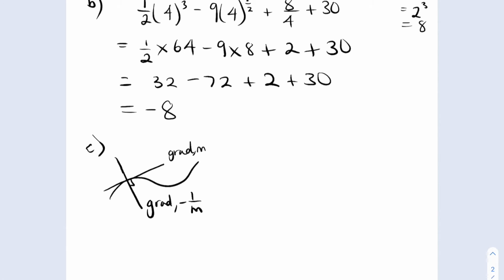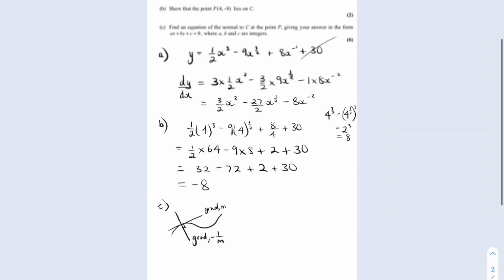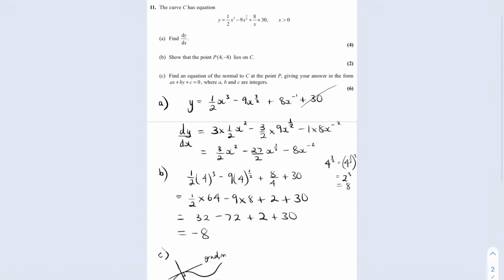So I need to find the gradient of the tangent first, then I can take the negative reciprocal to find the gradient of the normal. And I find the gradient of the tangent by finding the gradient of the curve. So how do we find the gradient of this curve? So I have to differentiate and put my x value in.